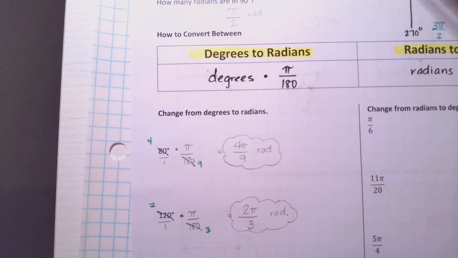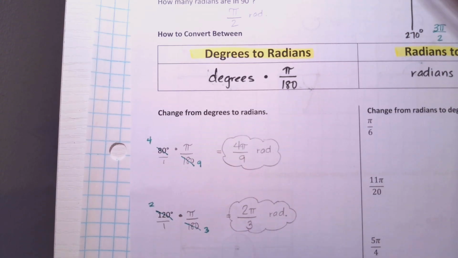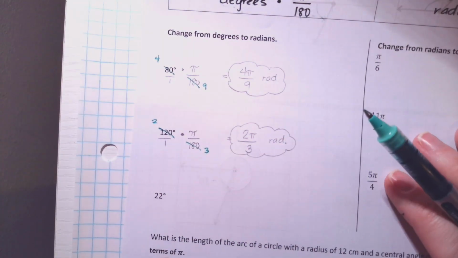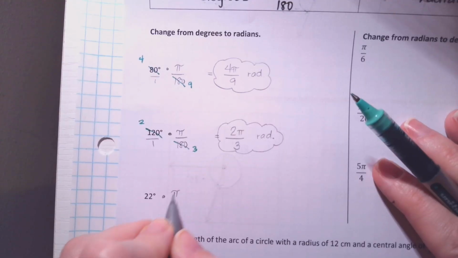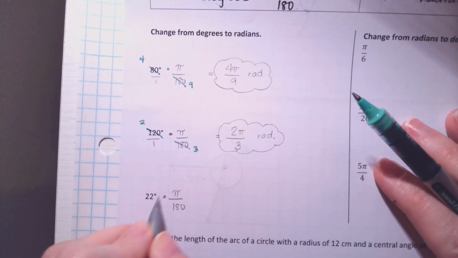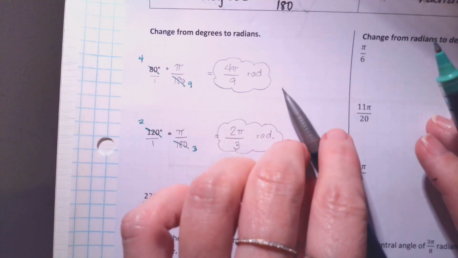Okay, and then one more at the bottom, 22 degrees that we are converting to radians. Again, we're going to multiply by pi over 180. I'm going to take that 22, pop it over a 1.